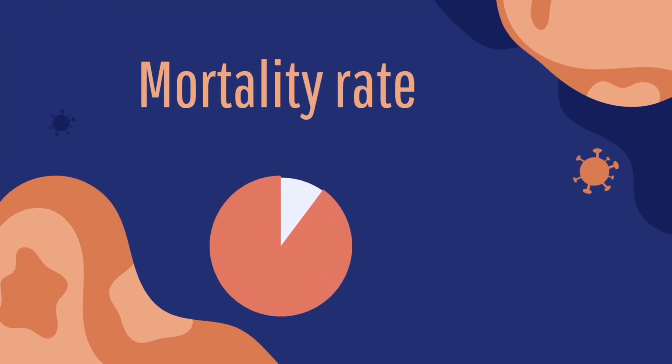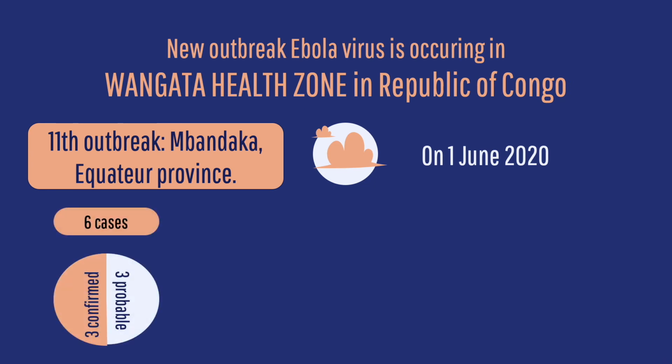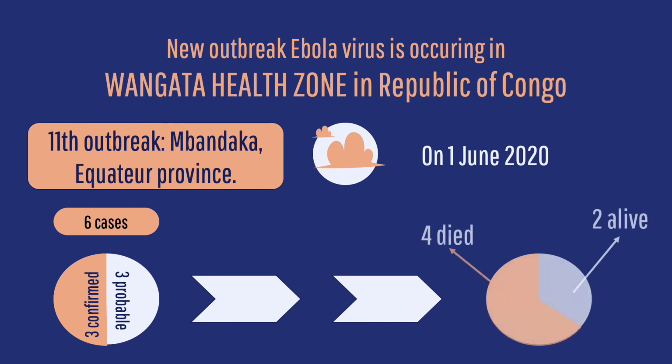Mortality rate of Ebola virus can reach 90%. A new Ebola virus outbreak is occurring in the Wangada Hill Zone in the Republic of Congo. On the 1st of June 2020, there were 11 outbreaks in Mbandaka, Equatorial Province. They have 6 cases, 3 confirmed and 3 probable. And as a result, only 2 people are alive out of all of them.